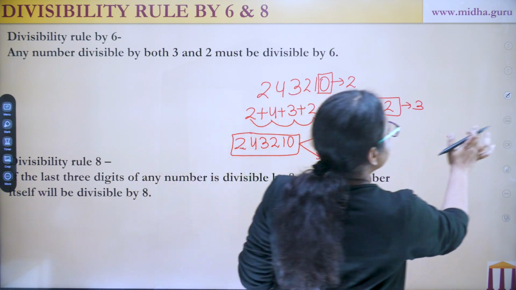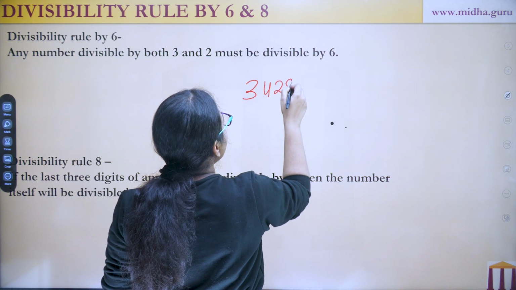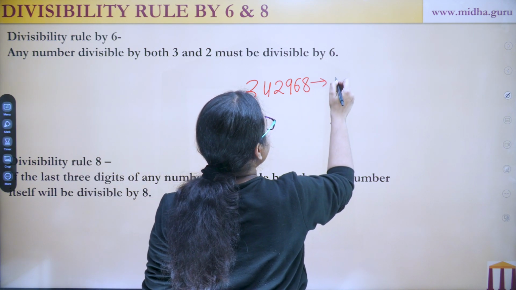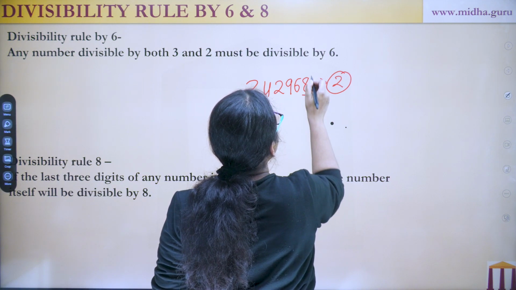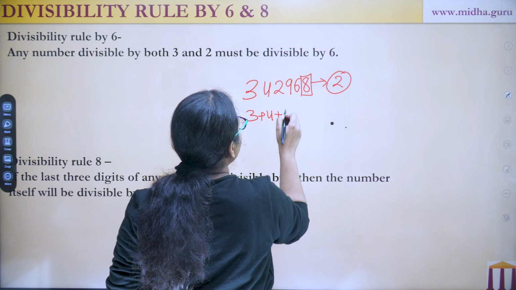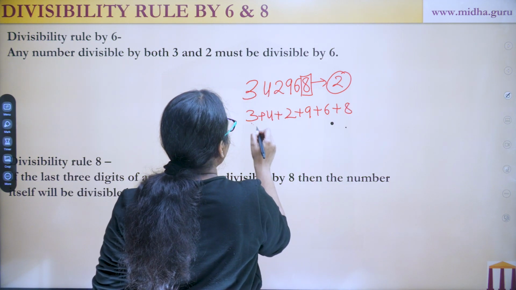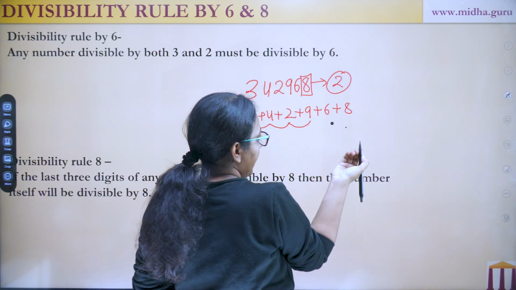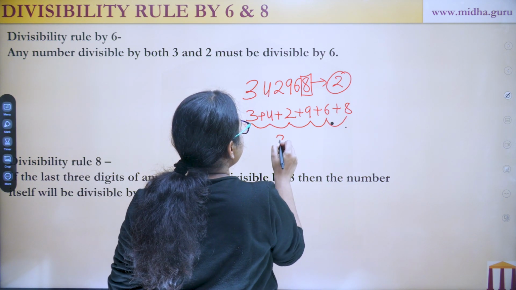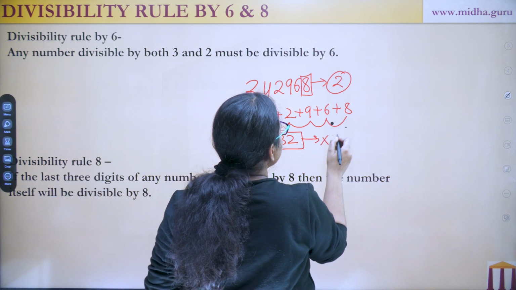If I have a number, suppose let's say we have 342968. If I have a number like this, we can easily say that yes, the number is divisible by 2 because its last digit is an even number. Now let's check whether it is divisible by 3 or not. So for that we need to add the digits. 3, 4 is 7, 7 plus 2 is 9, 9 plus 9 is 18, 18 plus 6 is 24, 24 plus 8 is 32. And we can say easily that 32 is not divisible by 3.